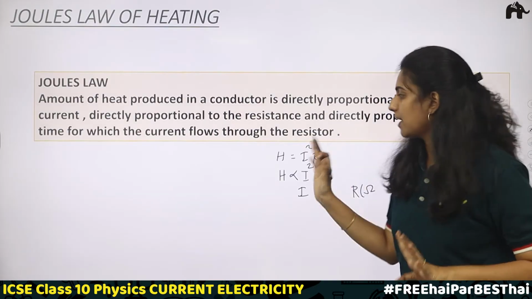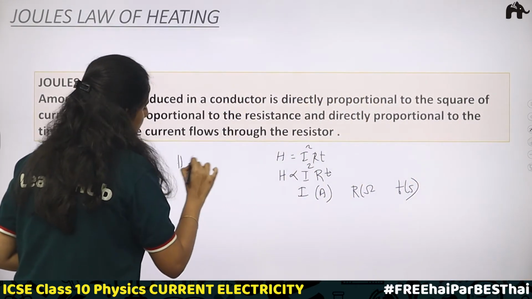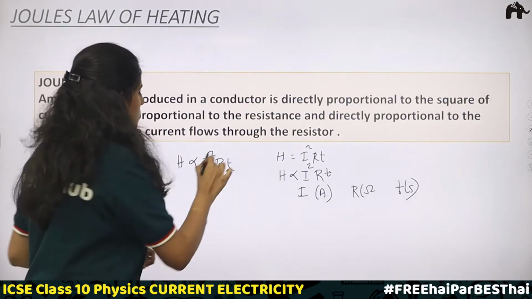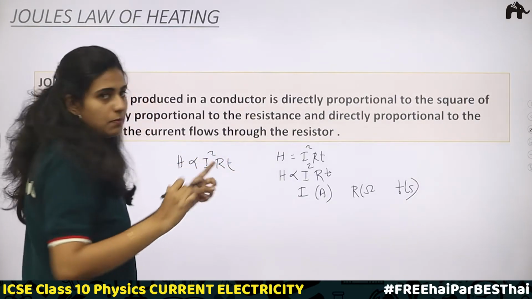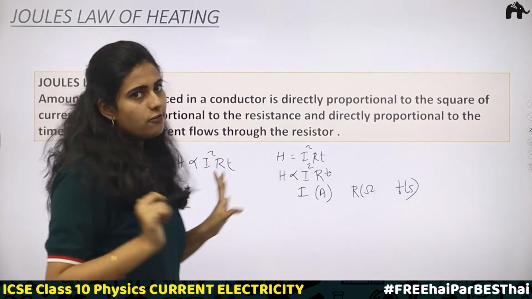So this is the statement. You just need to know this relation: H is directly proportional to I square RT. Heat energy is directly proportional to the square of current, directly proportional to the resistance and directly proportional to time. This is Joule's law of heating.